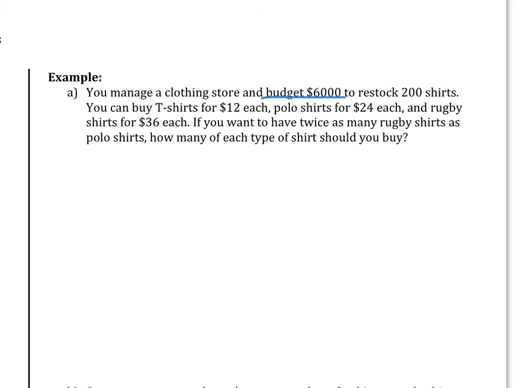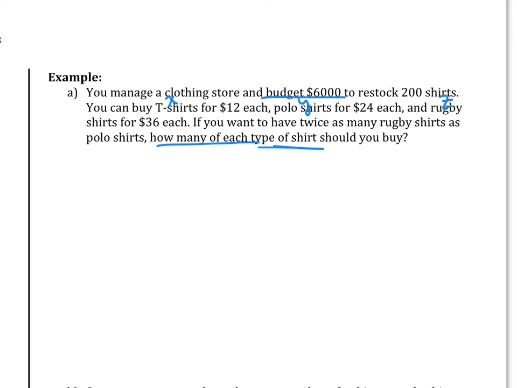Okay, in any case, you have three kinds of shirts, and the question is how many of each type of shirt. So each type of shirt is going to be your variable. We have three variables: t-shirt, polo shirt, and rugby. Then we need three equations in order to solve for three variables. So let's take a look. First thing is we have this budget of $6,000. We want to spend $6,000, so we have to use all of it, not any less.